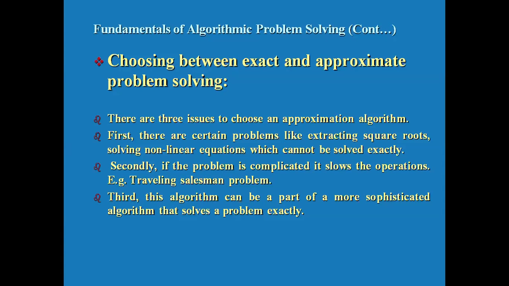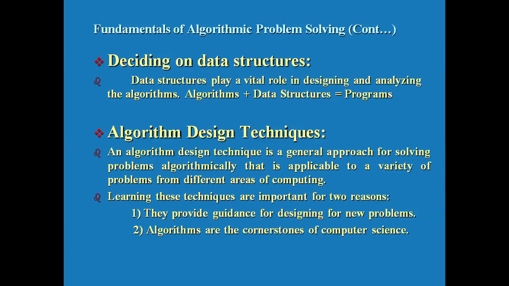Whenever we discuss complicated problems, the trivial example that we take is the traveling salesman problem, finding the shortest path between the source and the destination to be traveled by a salesman to reduce the traveling cost. Third, this algorithm can be a part of a more sophisticated algorithm that solves the problem exactly.